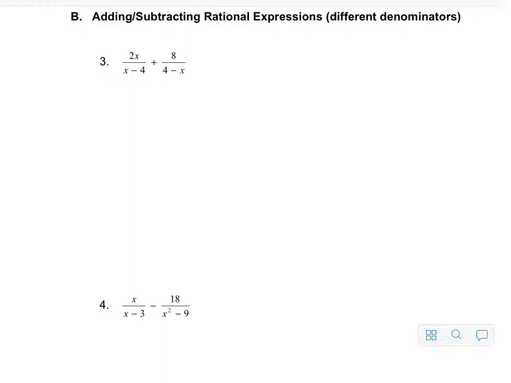You follow the exact same rules. You have to have a common denominator in order to add or subtract. Once you find a common denominator, you bring over the denominator, you add or subtract the numerators, and then at the end you see if you can actually reduce. And in our case it would be factor and cancel.